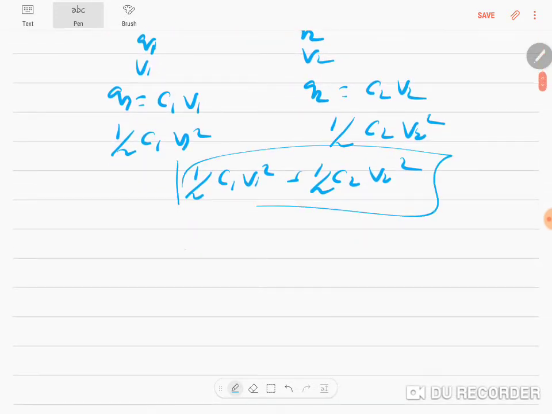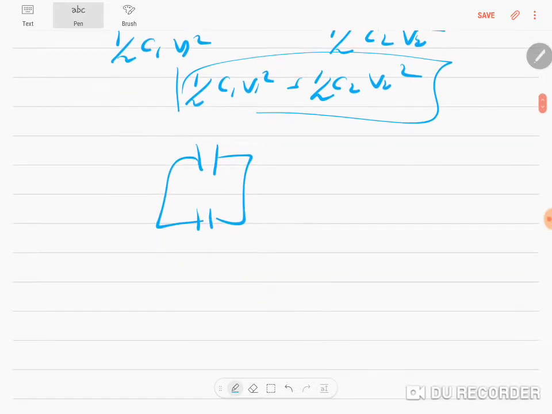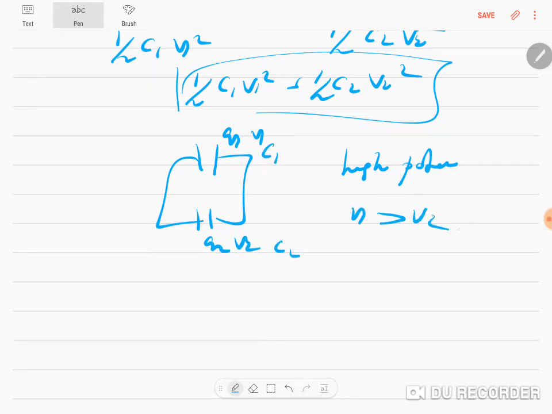Now we are going to connect these two capacitors in parallel. The moment you connect, the charge tends to flow from a higher potential to a lower potential. Suppose this is Q1, V1 and Q2, V2, with capacitances C1, C2, and V1 is greater than V2. The charge will flow from V1 to V2 until a common potential is reached, correct?